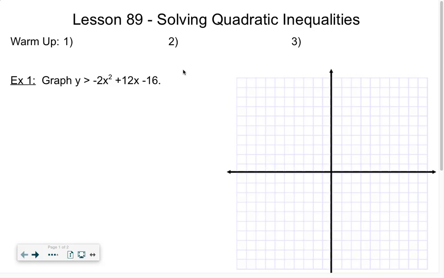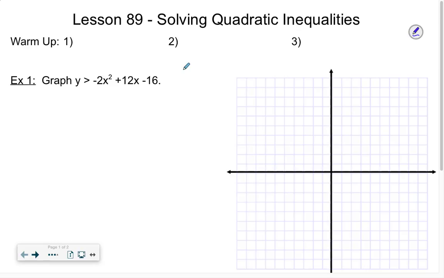So for example number 1, we are graphing y is equal or greater than negative 2x squared plus 12x minus 16. Little review before we get into it. How do we go about graphing this thing? What do we need to use? It is the key, it is the form that we have struggled to memorize all year long. So this is why we're reviewing it again. What do we use?